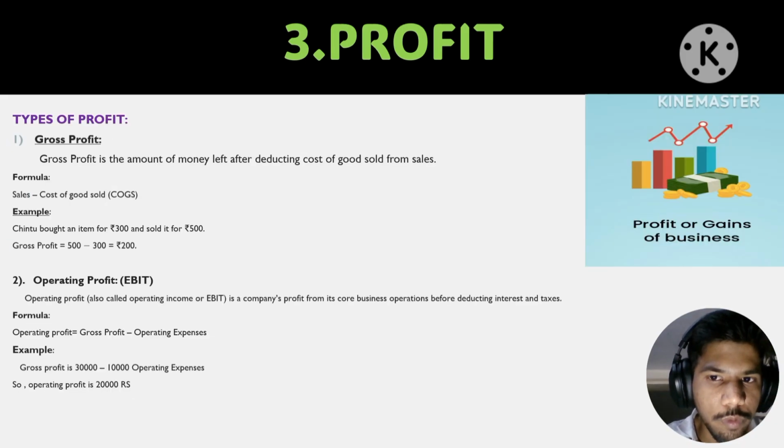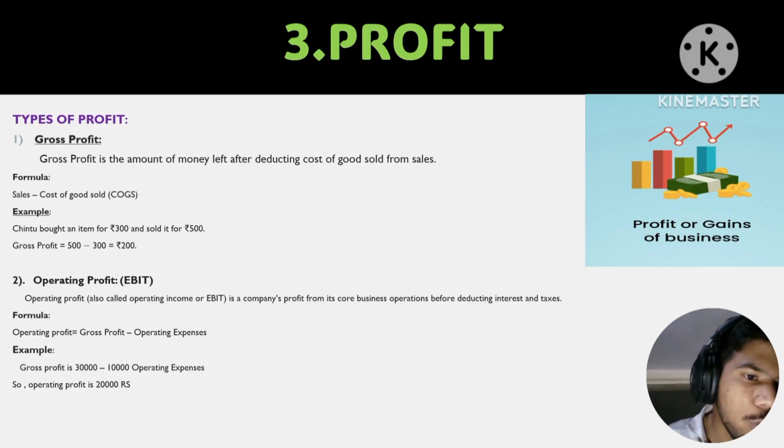Next, moving to types of profit. First is gross profit. Gross profit is the amount of money left after deducting cost of goods sold from the sales. So here we have the formula: sales minus cost of goods sold gives gross profit. Here we have an example. Chintu buys an item for 300 rupees and then sells it for 500 rupees. So in this transaction, gross profit is equal to 500 rupees minus 300 rupees, which is 200 rupees. So that 200 rupees amount is gross profit.